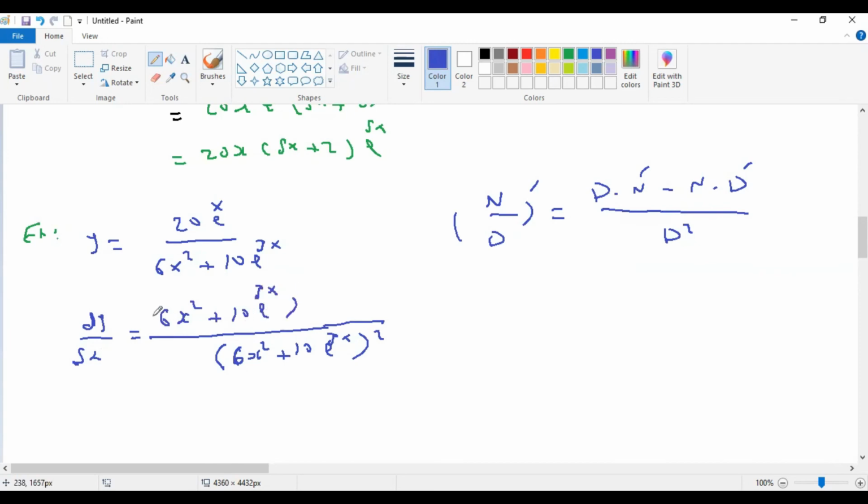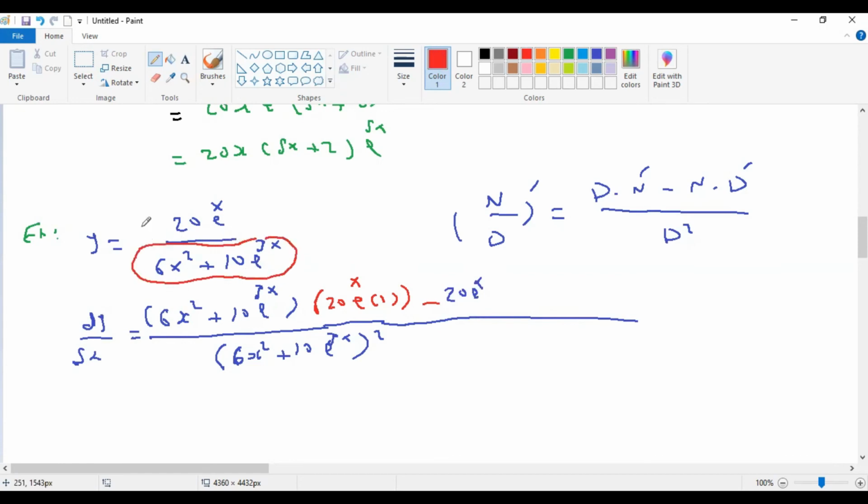The denominator multiplied by the derivative of the numerator. In the numerator, you have 20, a constant k, and it is the same times the derivative of the power. So the power will be 1 because you have x. So this is the derivative of the numerator. Minus, now minus the numerator. So what is the numerator now? The numerator is 20e^x, multiplied by the derivative of the denominator.